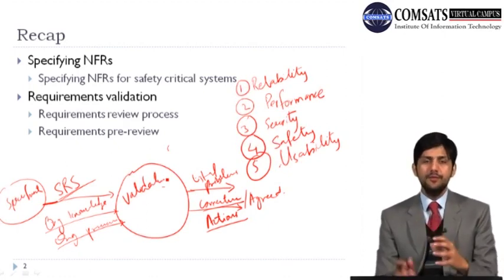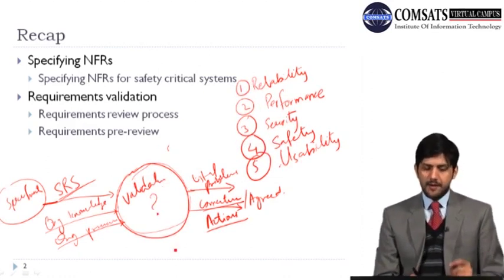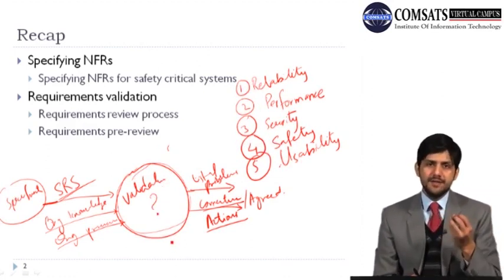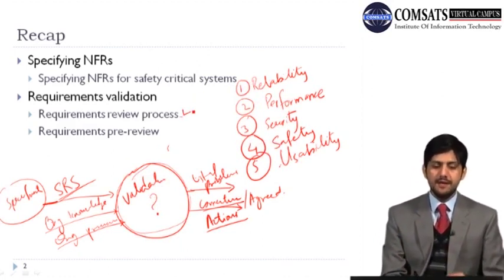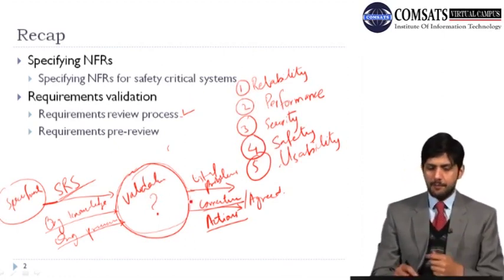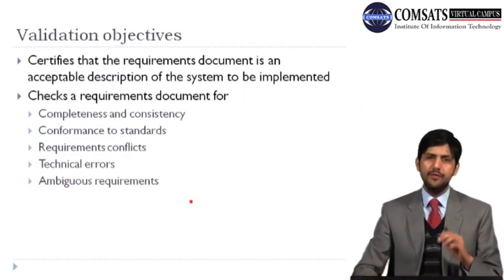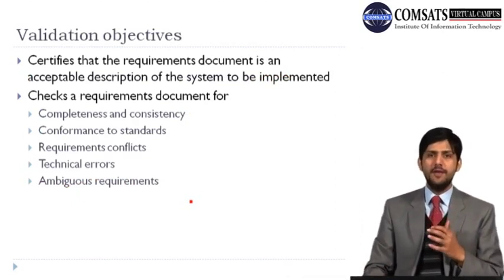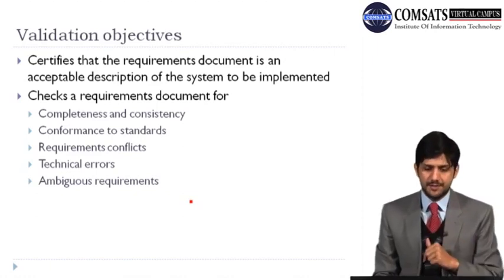And then we try to expand this bubble and figure out, okay, this is the validation process, but what happens inside this process? We discussed two sub-processes, or two groups of activities, that we perform within validation. The first one was the requirements review process, and the second one was the requirements pre-review process. But before we get to it, I just want to go through this particular slide where we mentioned the validation objectives, and then we'll go back and talk about the requirements review process and the requirements pre-review process.